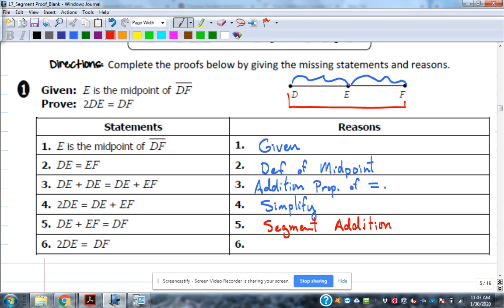Now, from 5 to 6 takes line 4 and 5 to get. Look at line 4. 2DE is equal to DE plus EF. Line 5 says DE plus EF is equal to DF. They're all the same length, so 2DE is just like saying DE plus EF equals DF. So what property gets us here?